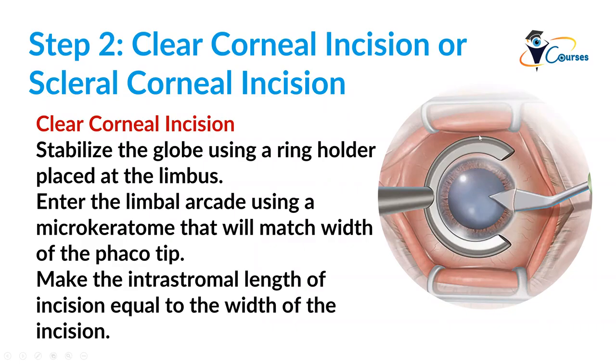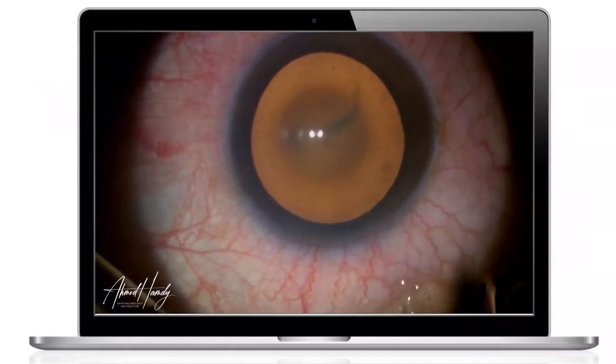We can stabilize the globe by the second hand by several methods, like this ring stabilizer, or by a second instrument like a cotton tip or forceps. So this can be done. And then we enter with the phaco tip, or enter with this keratome. The width should be matched to the size of the phaco tip. So it can be 2.6, 2.8, 3, 3.2. And so good architecture of this incision is essential for a safe surgery. So this is how we would do the incision.